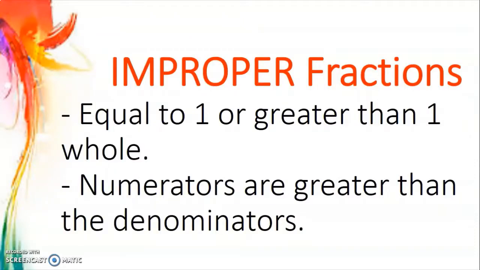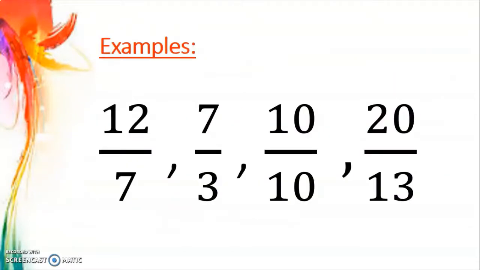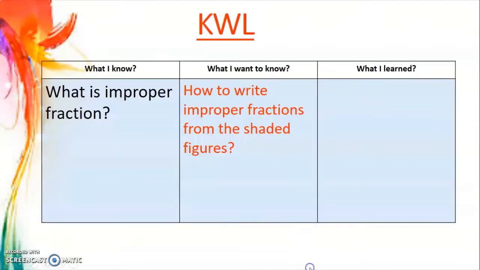It is equal to 1 or greater than 1 whole. The numerators are greater than the denominators. For examples, we have 12 over 7, 7 over 3, 10 over 10 or equal to 1, and 20 over 13. Their numerators are greater than their denominators, and this 10 over 10 is equal to 1.